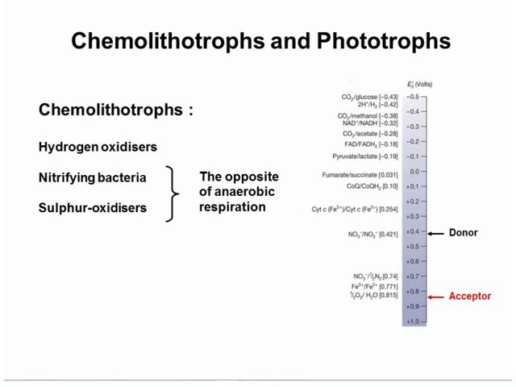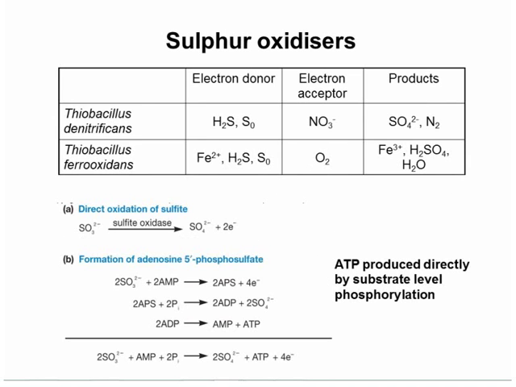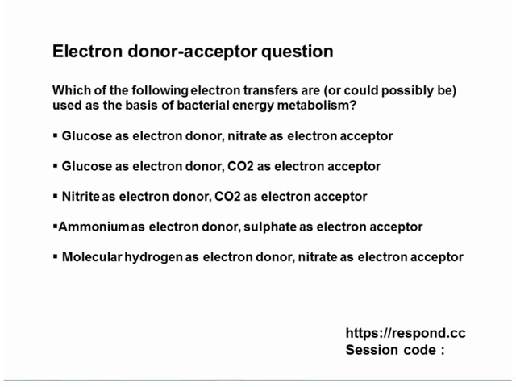That's what happens in anaerobic respiration. Glucose is the electron donor. Nitrate is the electron acceptor. Nitrate-dependent anaerobic respiration. It's what Pyrococcus denitrificans does.